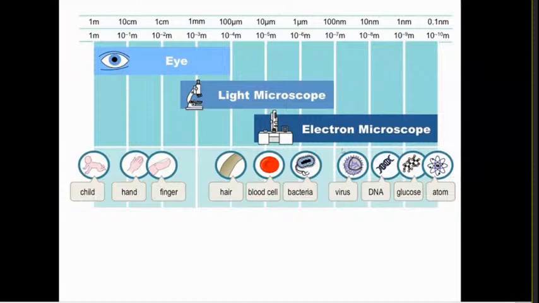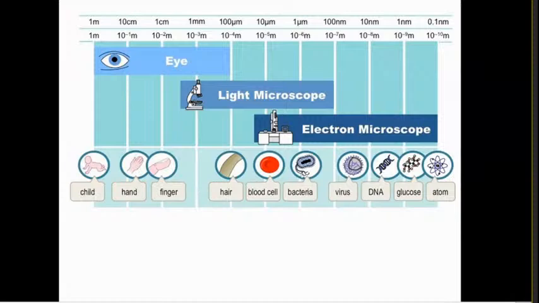Virus is 10 power minus 8. Bacteria is 10 power minus 6. Say 10 power minus 5 meters, hair; we can visualize the hair. This electron microscopy helps to visualize blood, bacteria, virus, DNA, glucose, and a single atom is not possible. They mention at the last stage the visualization of atoms: a group of atoms can be viewable, but a single atom is not visualizable.